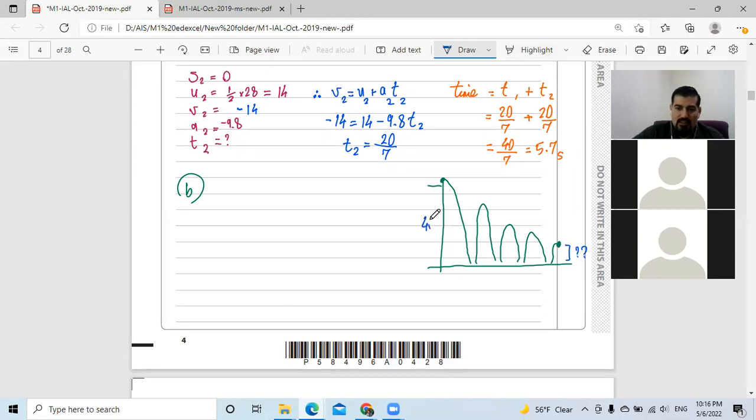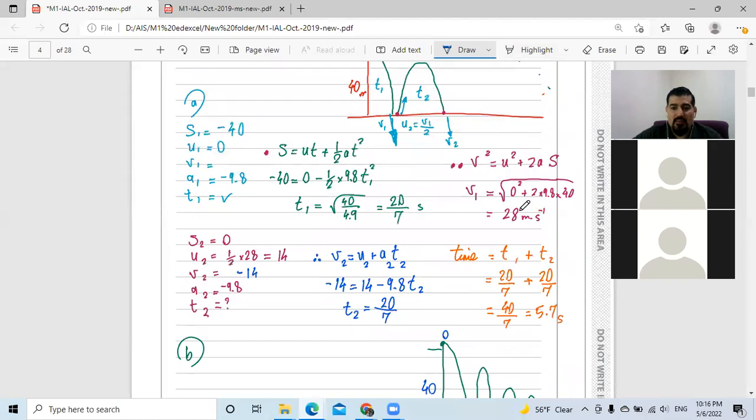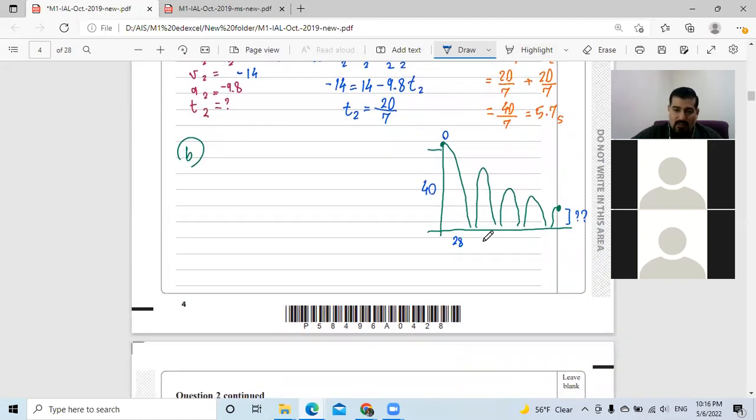Now we know that it starts from 40, but they ask from 0, and here it reaches a speed of 28, as I remember. Yes, it was 28. It bounced back at a speed of 14, divided by 2, it would be 7, divided by 2, it would be 3.5. So this is the first bounce, second, third now. They ask about this height here.